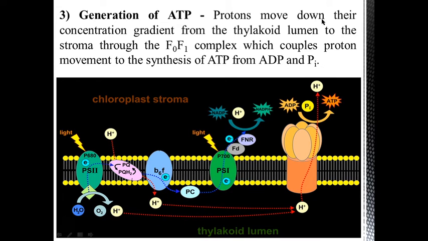Protons move down their concentration gradient from the thylakoid lumen to the stroma. Now see, this is the protons moving from the thylakoid lumen to the stroma through the F1 and F0 complex. This is the F0 complex, and this is the F1 complex, which couples proton movement to the synthesis of ATP from ADP and inorganic phosphate.